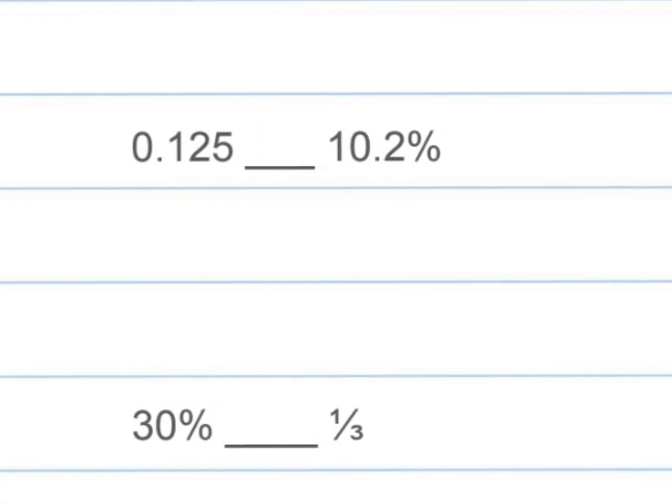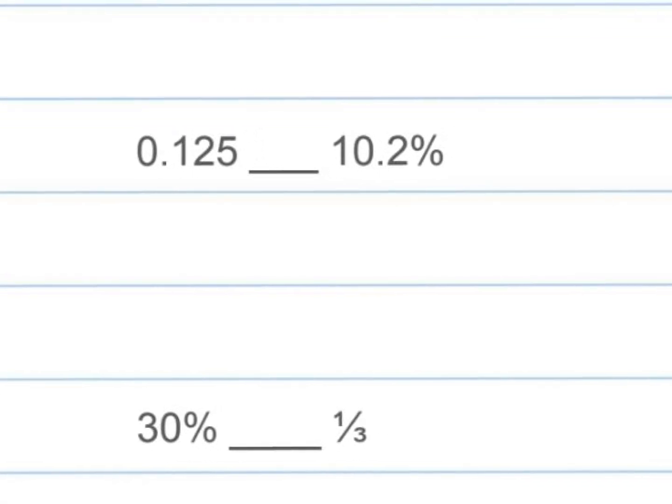We have 125 thousandths and then 10 and 2/10%. So when we have two different forms, we want to decide which form would be easier for us to change to. Well, decimal to percent, remember we just take the decimal and we move it 2 places to the right. So I can now make it 12.5%. And now we're comparing it to 10 and 2/10%.